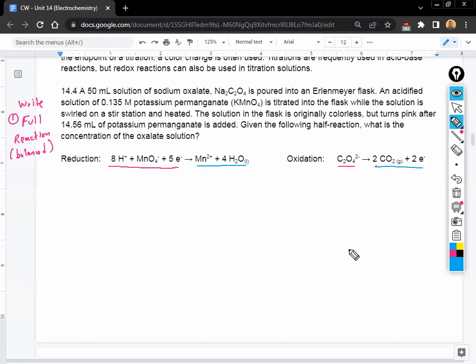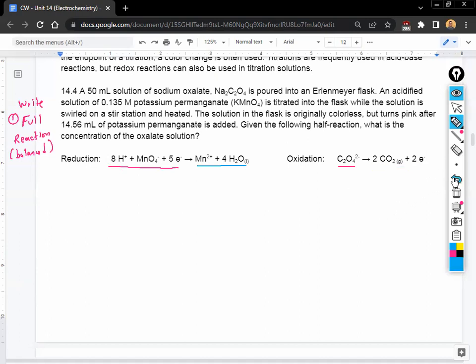But if you take a look at these two half reactions, can anyone identify what the problem is? It's not that it's reversed. The key thing is it needs to be balanced. It's not two reductions. It's still one compound being reduced.